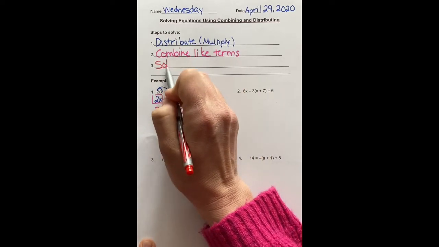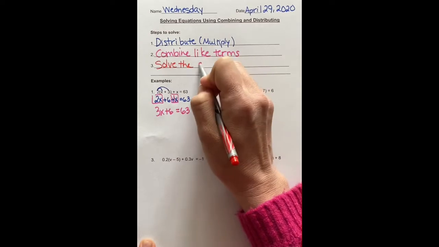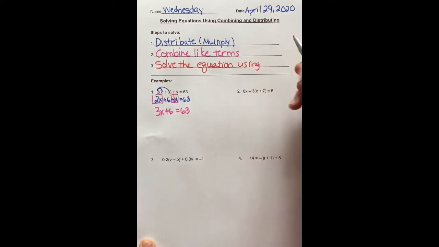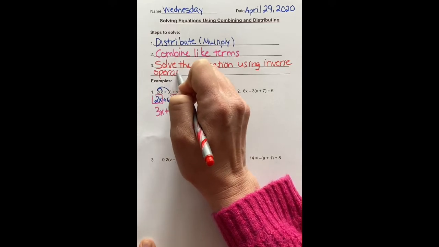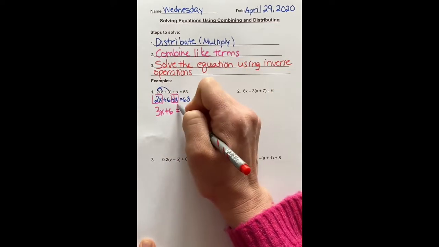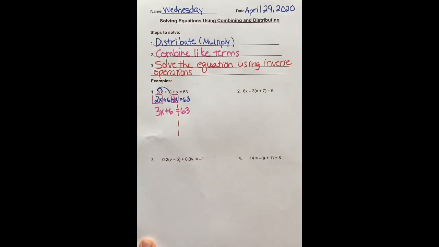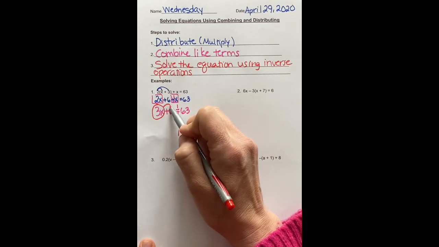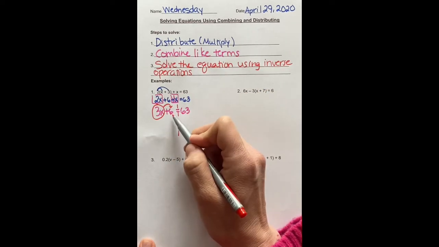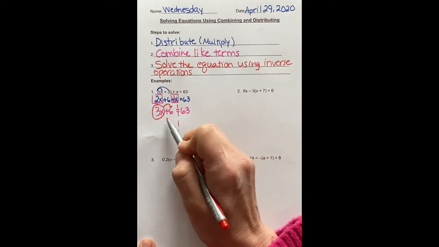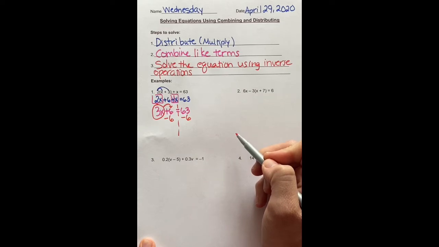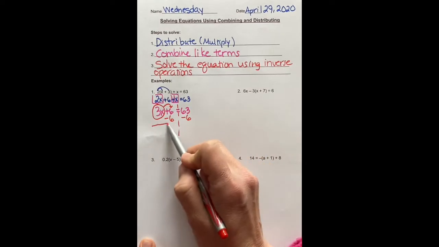So we're going to solve the equation using inverse operations. So here is your equal sign. Remember, your equal sign separates your two sides. You always have to start by getting your variable term by itself, which means you need to eliminate that constant. So I do the opposite operation. The opposite of adding 6 is subtracting 6. And I have to make sure I do it on both sides so my equation stays equal.